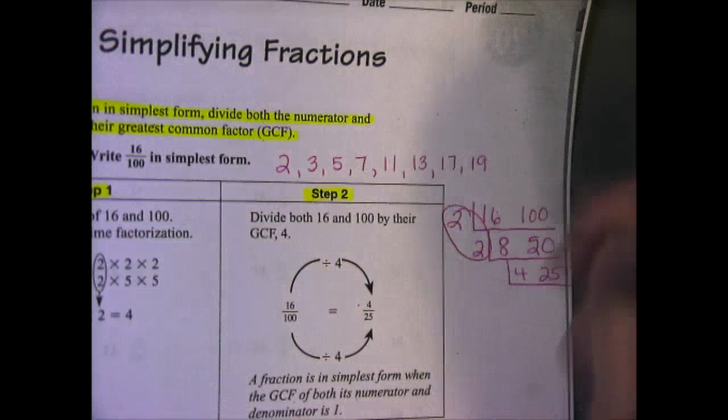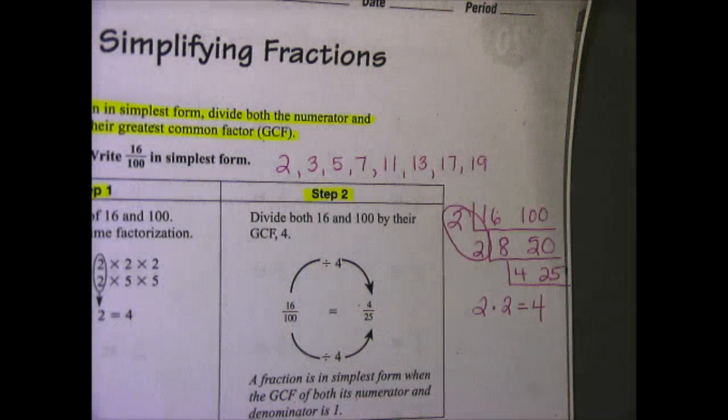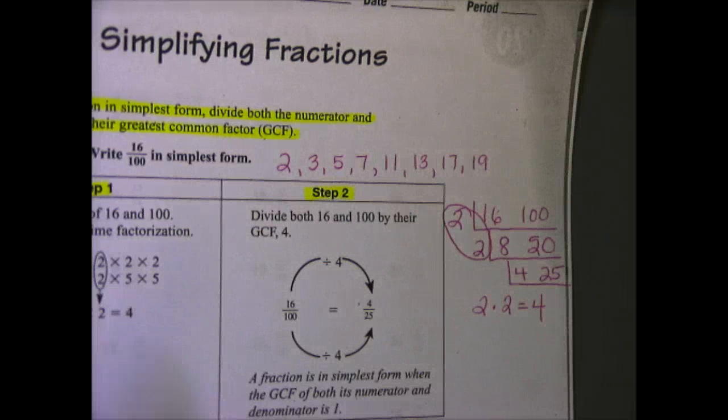So we take these two. 2 times 2 equals 4. Again, this is the method I prefer. You can use a factor tree. You can use prime factorization like they did here in step 1. Or you can use the method that I did. Again, you may also just continue to divide until you get to the correct number, but if you learn to find the GCF first, it's going to be a lot quicker.